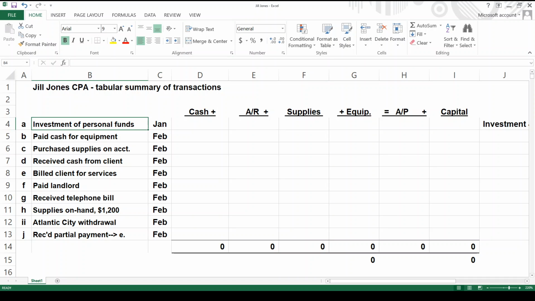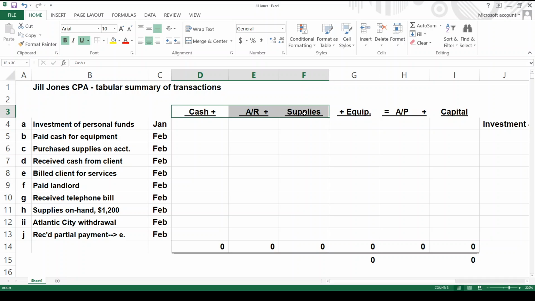Okay, here we go. This is our first screen capture video for Accounting 101, which relates to Chapter 1. So I have a little homegrown tabular summary, I think that's what they call it in the book, for Jill Jones, CPA. She goes out on her own. She decides to start her own business. So she starts with 0 in all of her books and records, all right?